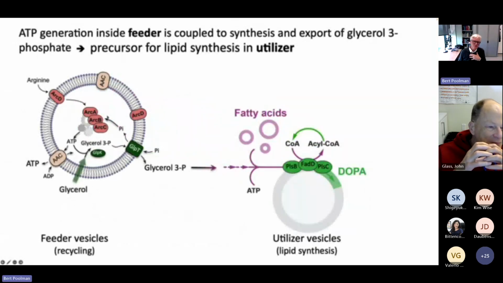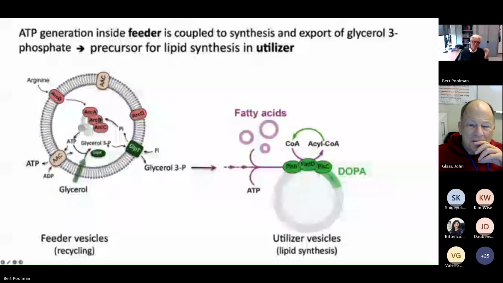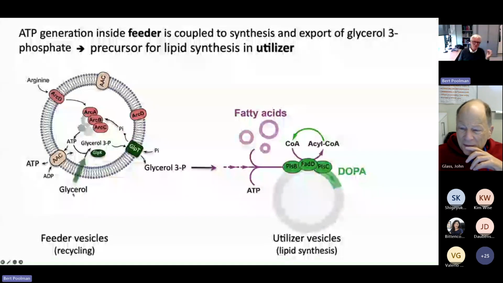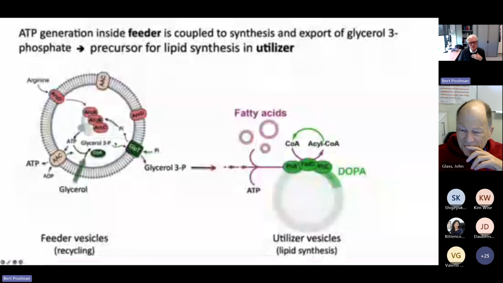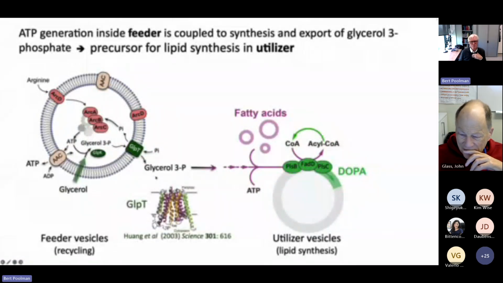Again, the same vesicles, making ATP, excreting ATP via the mitochondrial ATP-ADP carrier, but now we also included an enzyme to synthesize glycerol 3-phosphate from glycerol. These membranes are highly permeable for glycerol, so we don't need a transporter for it, but they are highly impermeable for glycerol 3-phosphate.